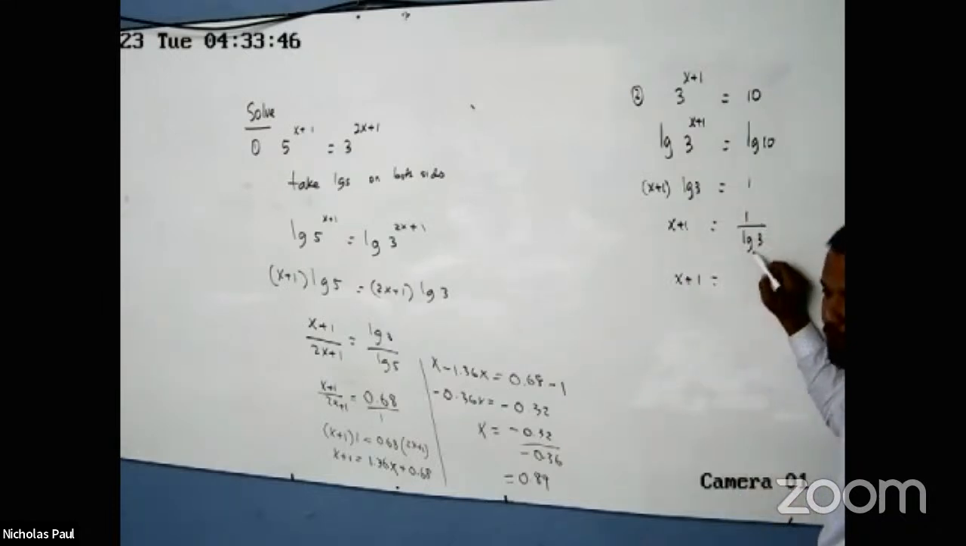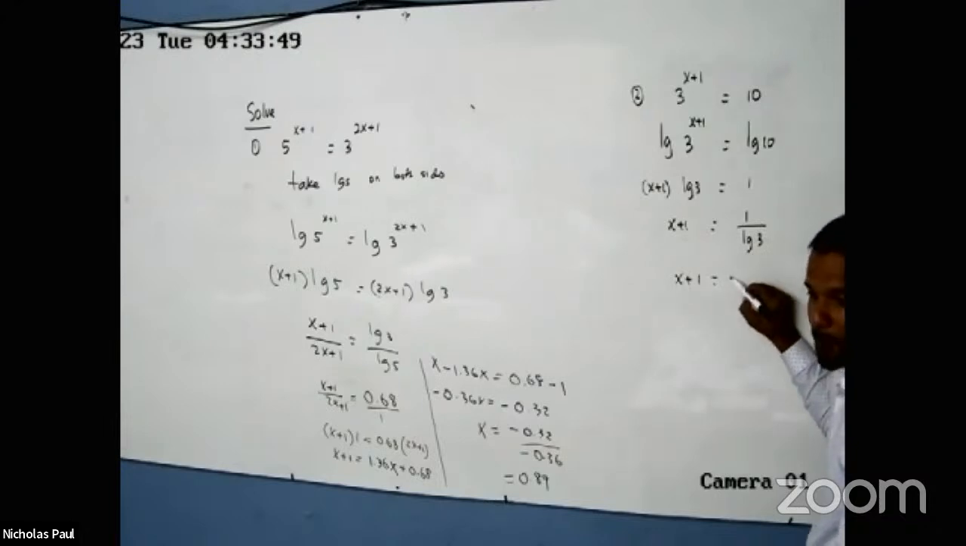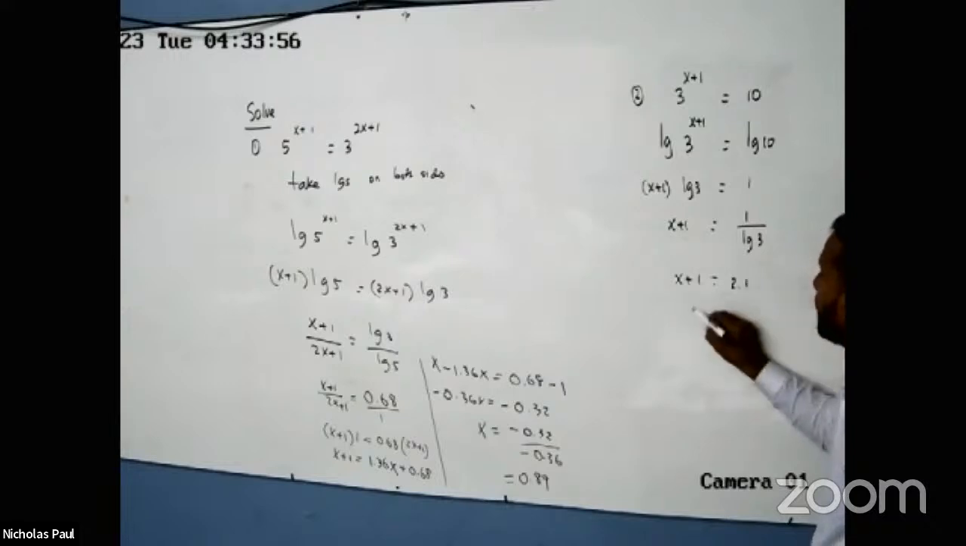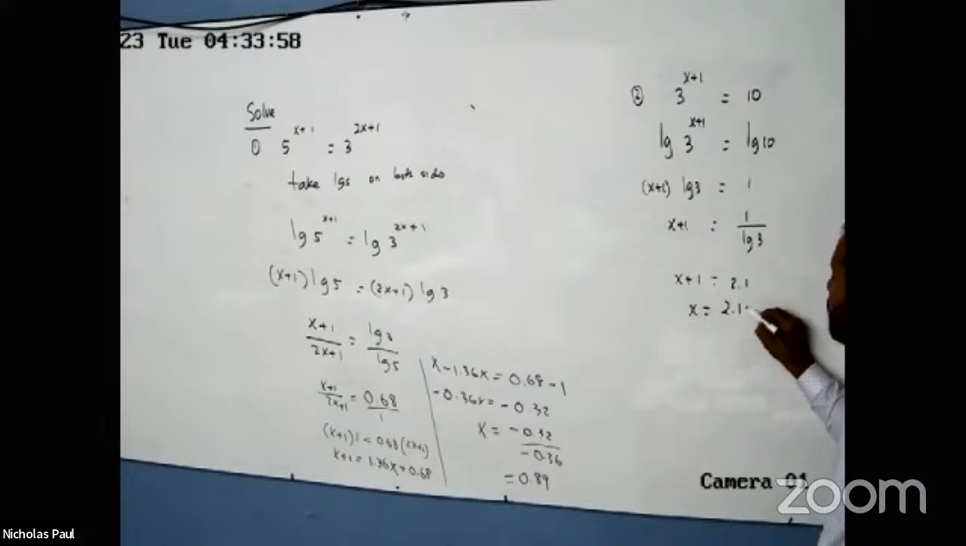What is 1 over log 3? 2.1. So x is equal to 2.1 minus 1. x is 1.10.